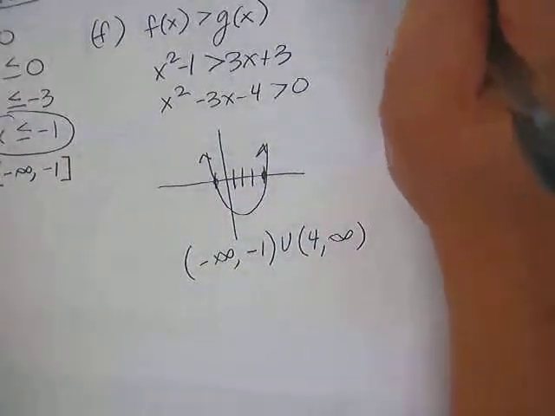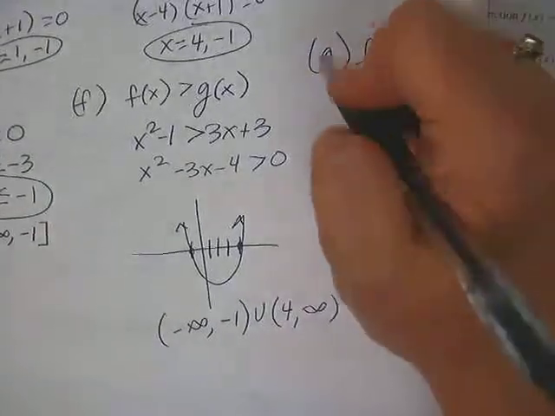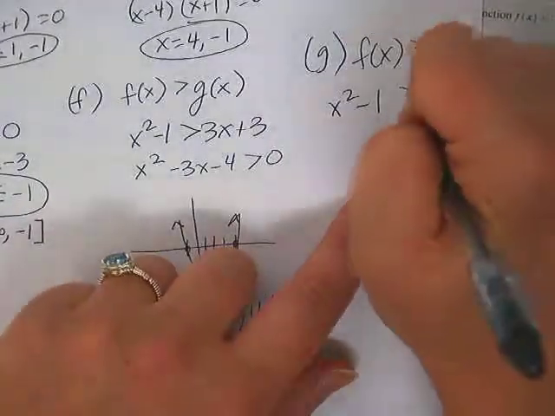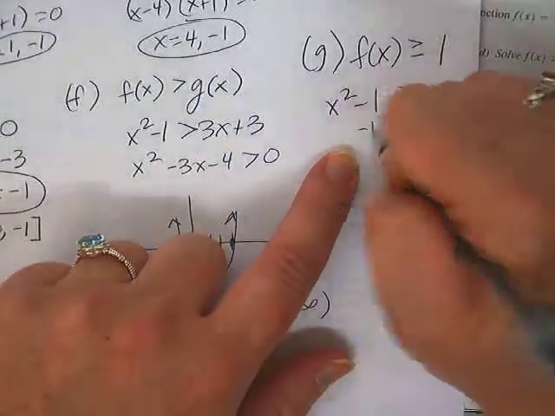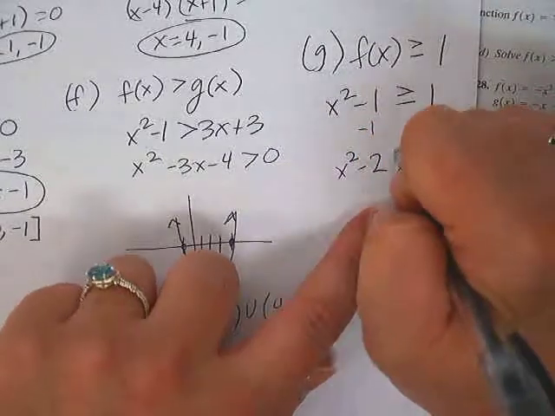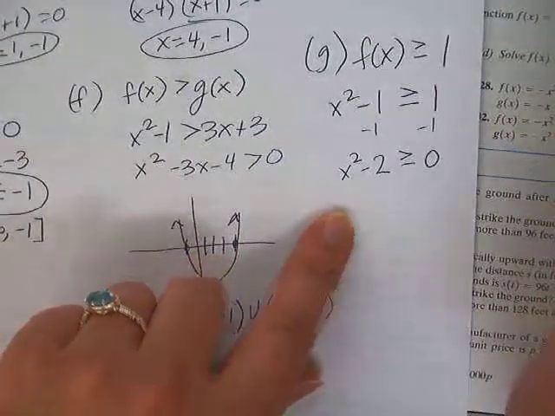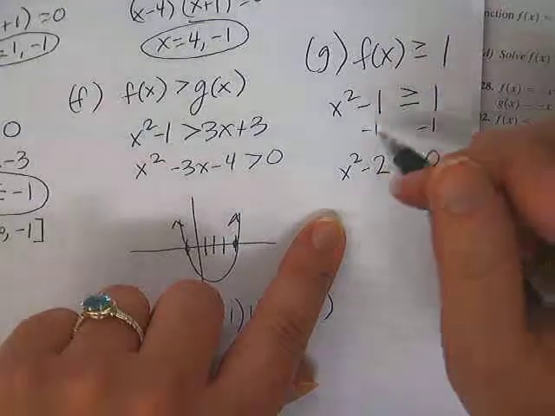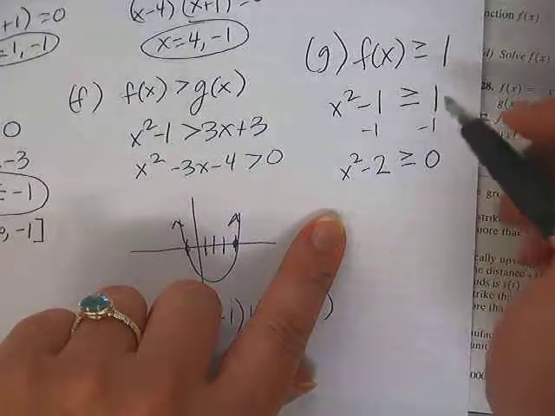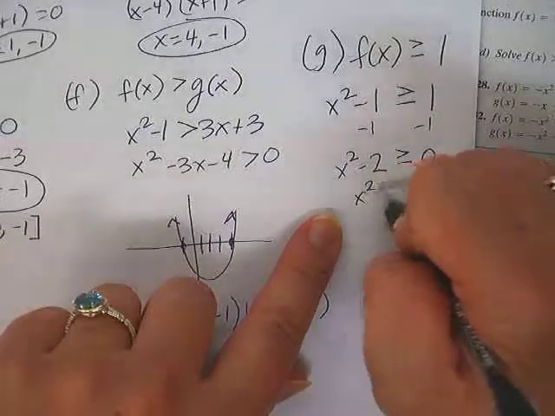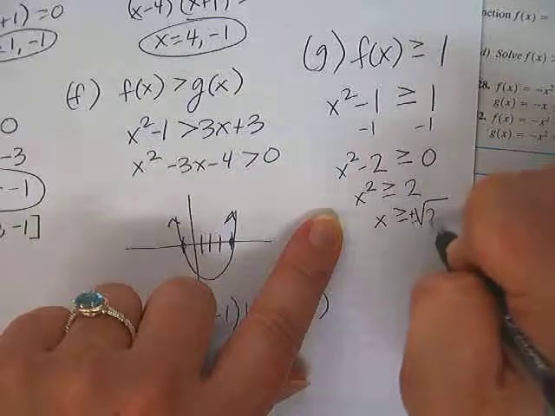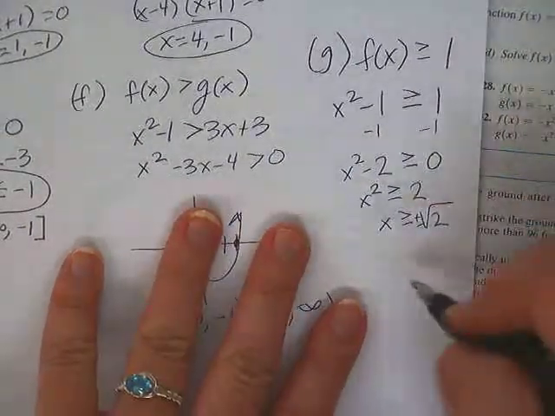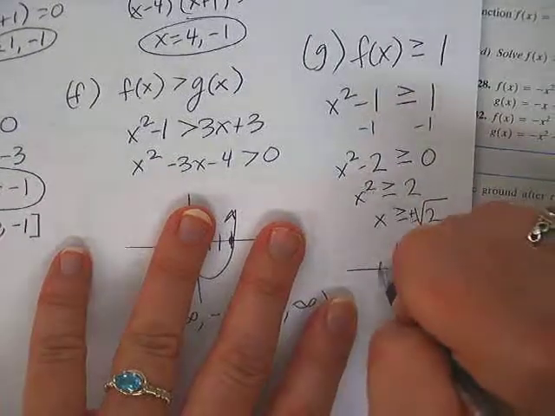Okay, and then G is solve f of x is greater than or equal to 1. So we take our function x squared minus 1 is greater than or equal to 1. So what do we want to do with that? Subtract it to the other side so that that's greater than 0. Or maybe I should have gone the other direction. Okay, because if I go the other direction, x squared is greater than or equal to 2, then that gives x is plus or minus square root of 2.